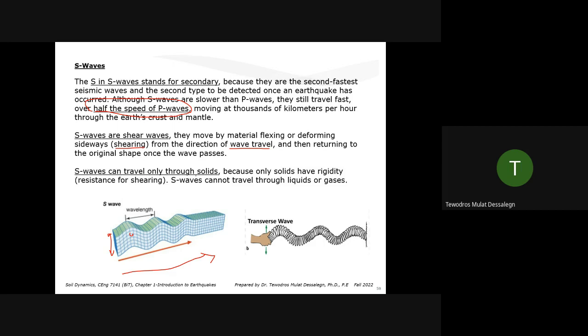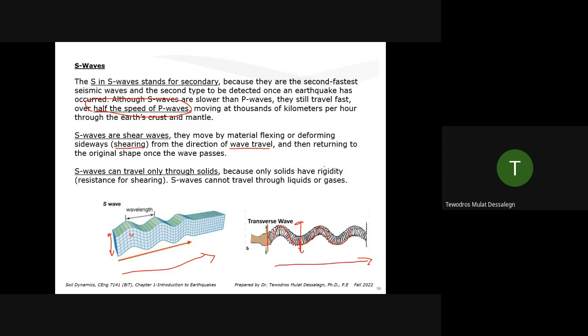S wave can travel only through solids because only solids have rigidity. Since it is a shear wave, it needs to have a shear resistance for shear wave to pass through it. In the liquid, like in the oceans, there is no shear wave because water doesn't have a shear stiffness or it's near zero. So the shear wave doesn't propagate through liquids and gases. With the spring model example, it's like applying a force up and down on the spring, then you see the spring moving up and down. So the local particles are moving up and down like this, but the main direction of propagation of the wave is perpendicular to that. So we call this shear waves.